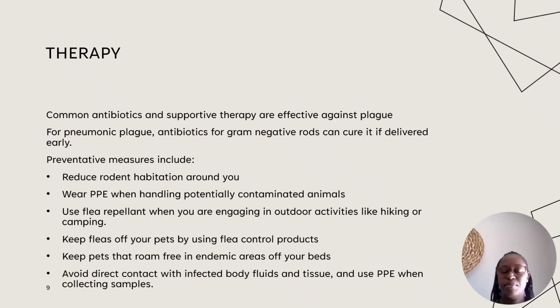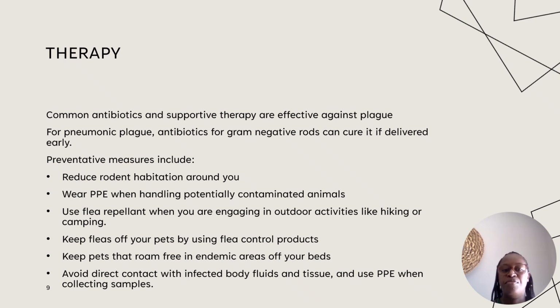So, therapy. As dangerous as the plague sounds, some common antibiotics and supportive therapy are effective against it. Especially for the pneumonic plague, which we said is the most dangerous because it spreads really fast, antibiotics designed for gram-negative rods can cure it, so long as they're delivered early. Remember, the pneumonic plague only has an incubation period of 1 day. So if someone gets sick and has a positive test, they can get the antibiotics for the gram-negative rod bacteria, and they can easily be cured and make a full recovery.